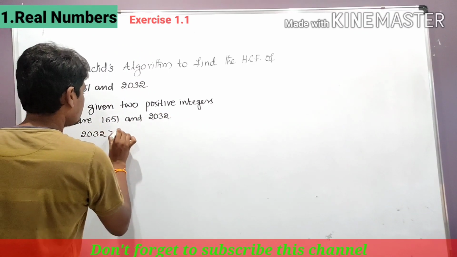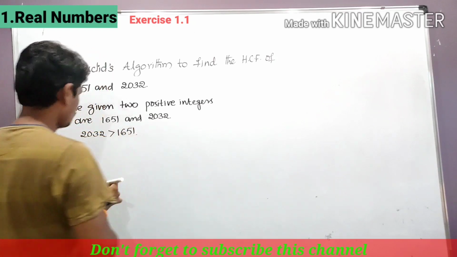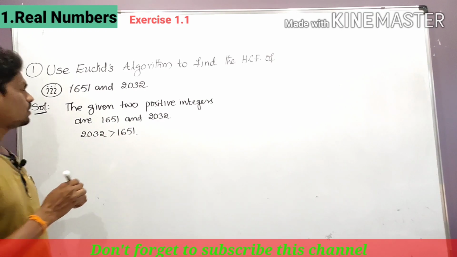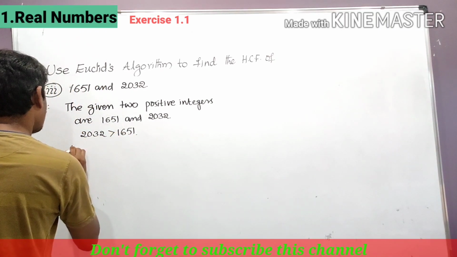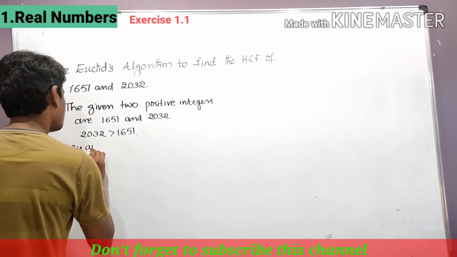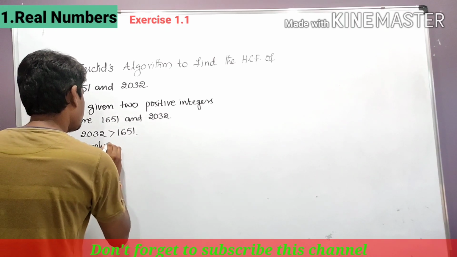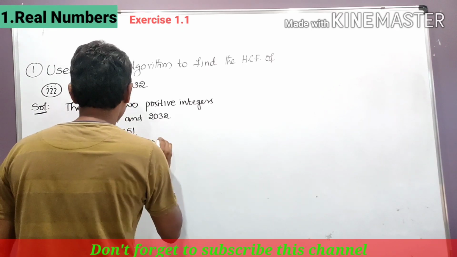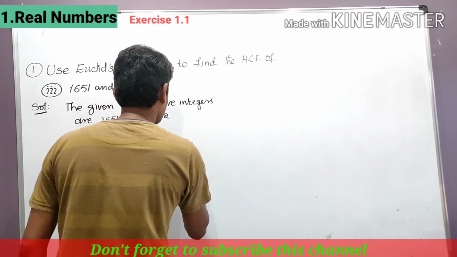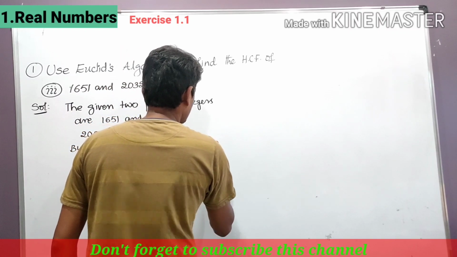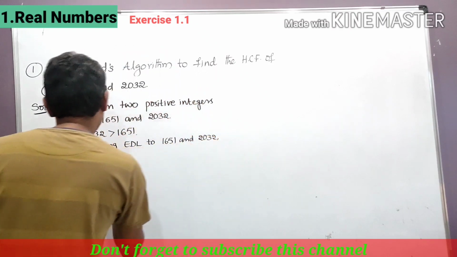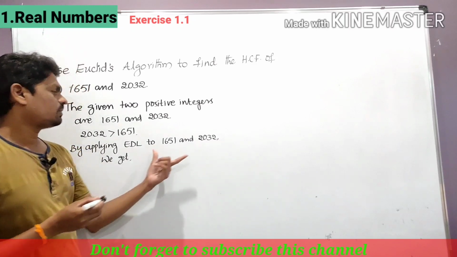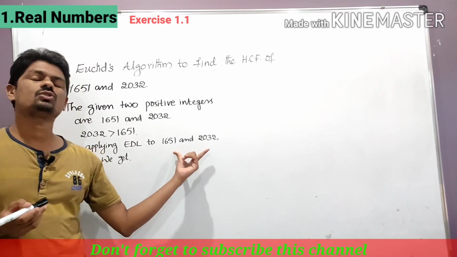2032 is greater than 1651. So now we have to divide the larger with the smaller, student. Let this be A and this be B. So by applying Euclid division lemma to 1651 and 2032 we get... So student, we have to apply Euclid division lemma for these two positive integers.